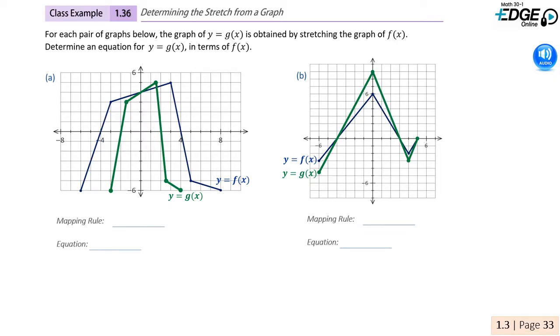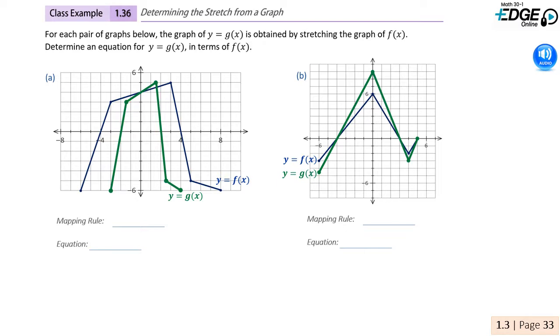In class example 1.36, we're asked to use our knowledge of horizontal and vertical stretches to determine which stretch has occurred in each case and by what factor. We'll then use that information to determine the mapping rule and the equation.